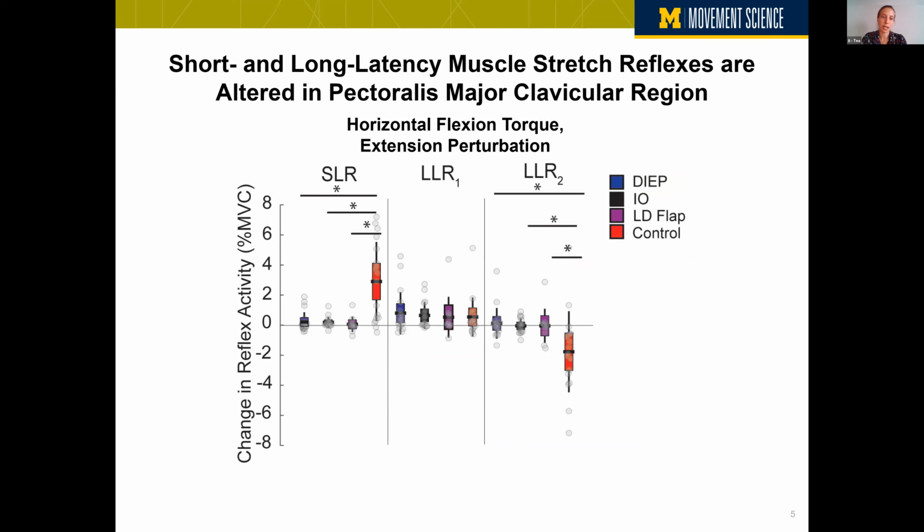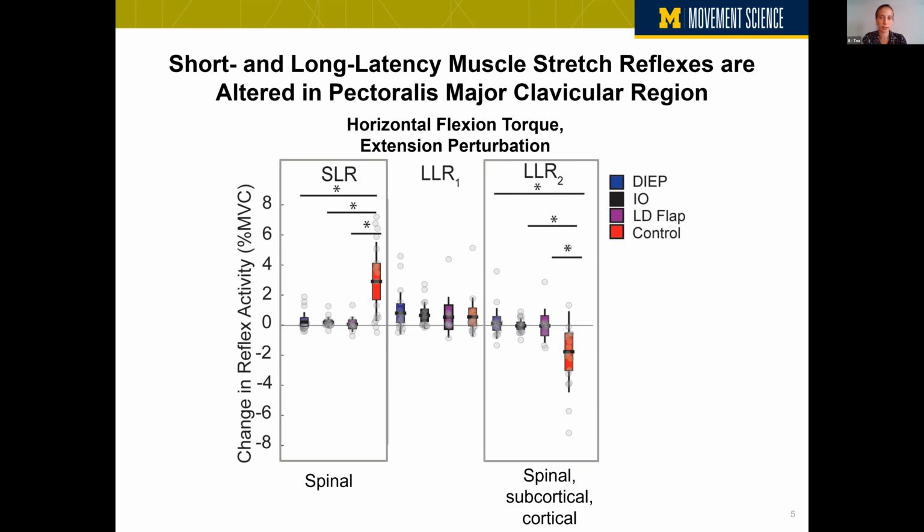Just to orient you to this slide and graph, I'm showing on the y-axis the change in reflex activity within each of the reflex windows. The healthy control is denoted in red, and the breast reconstruction groups are denoted in different colors. This is for the pectoralis major clavicular region. We found inhibited short latency stretch reflex and inhibited long latency stretch reflex following all 3 breast reconstruction procedures compared to the healthy age-matched control. Keep in mind that the short latency stretch reflex is mostly spinal, and the long latency reflex is spinal, subcortical, and cortical in origin. I will come back to that in my discussion.